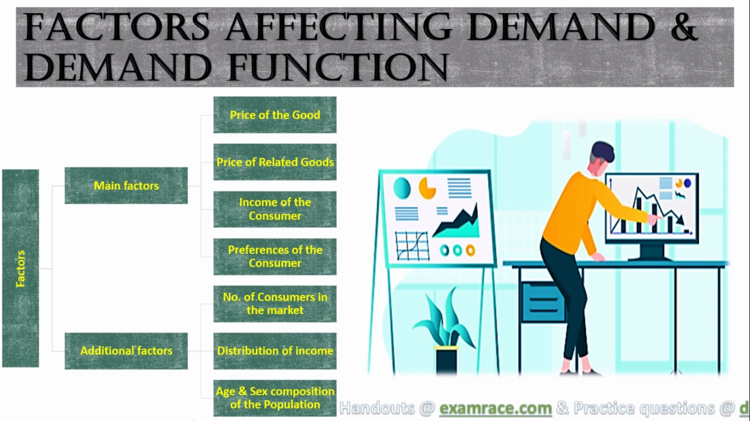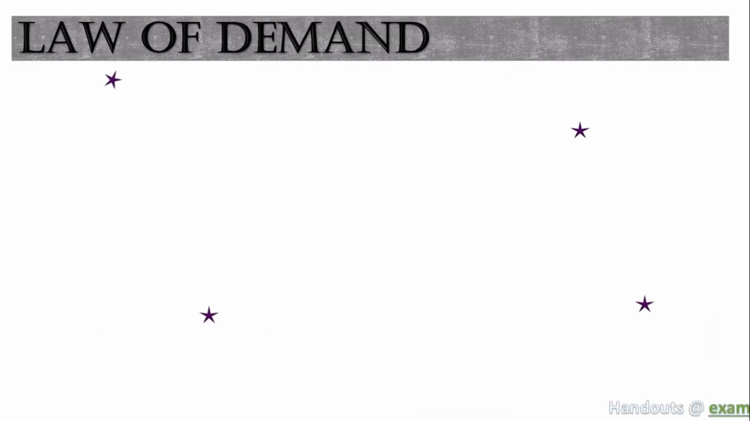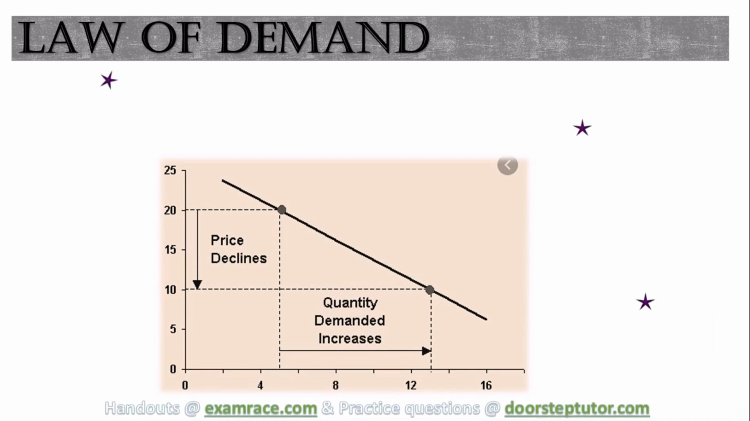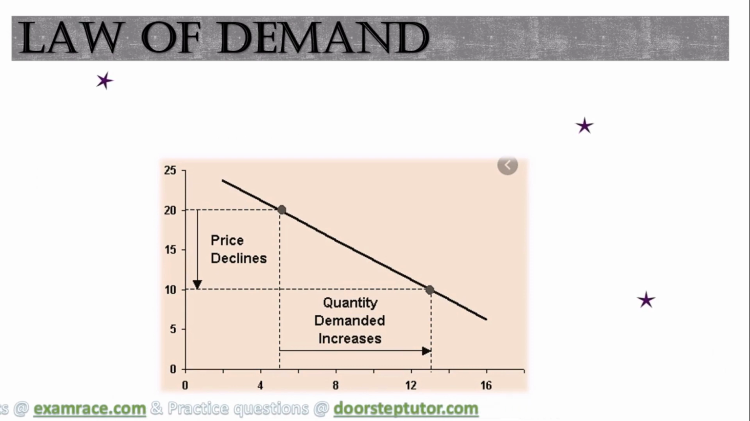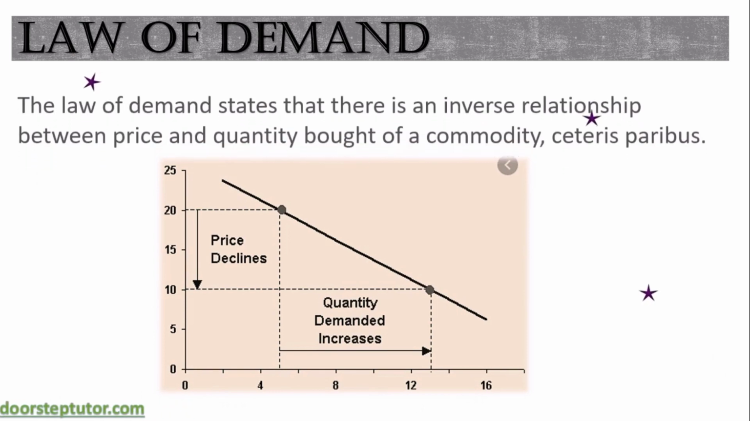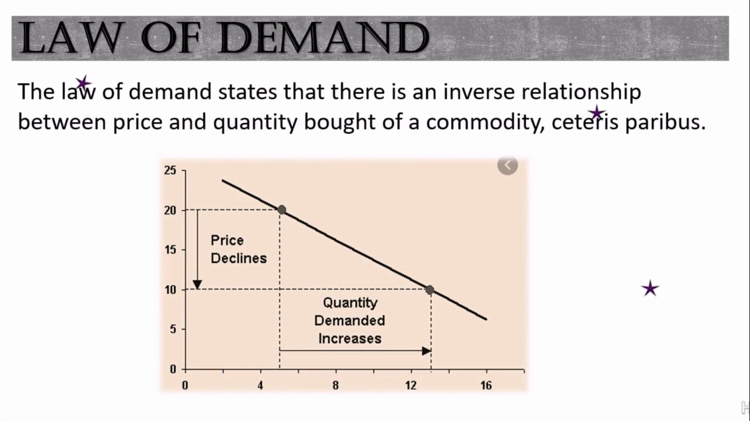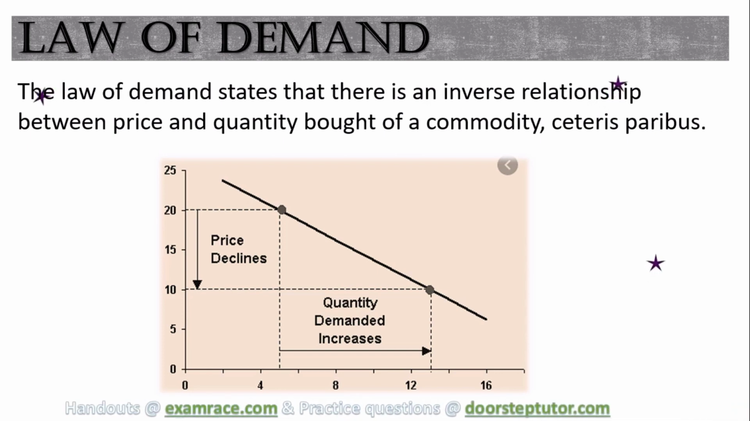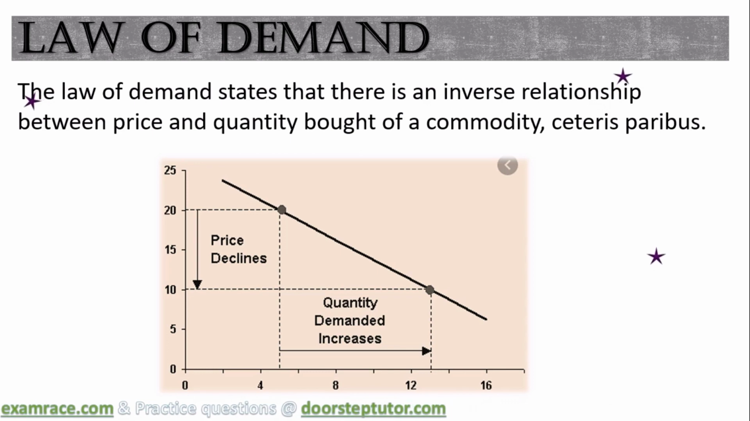Moving on to the next topic, which is law of demand. Keeping other factors constant, the relationship between price and quantity demanded of a good is called the law of demand. It states that if a consumer's demand for a good moves in the same direction as the consumer's income, the consumer's demand for that good must be inversely related to the price of the good. For example, if quantity demanded of a commodity increases, then its price will always decline.